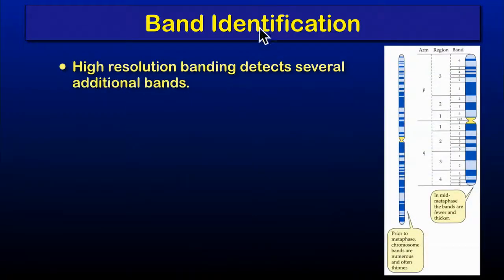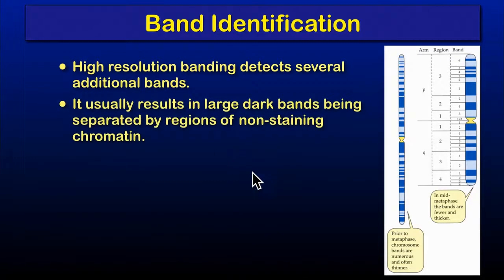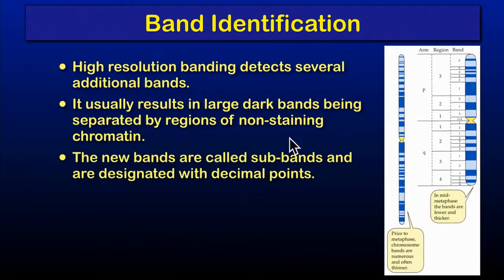So when you do high resolution, you go from 400 bands to 800 bands. And so we get additional bands. These are what are called subbands on the chromosomes. So large dark regions tend to be broken up. Like for instance here, there's one big band. But if you do high resolution banding, it breaks it up into multiple dark bands with light bands in between. So we call these subbands, and they are designated with decimal points.